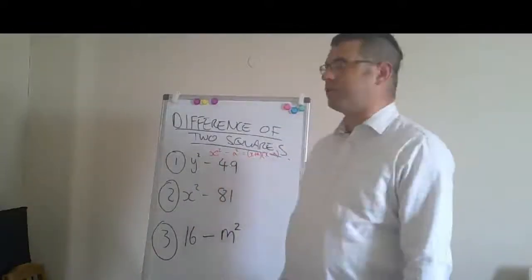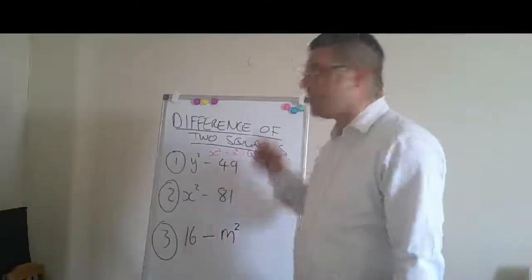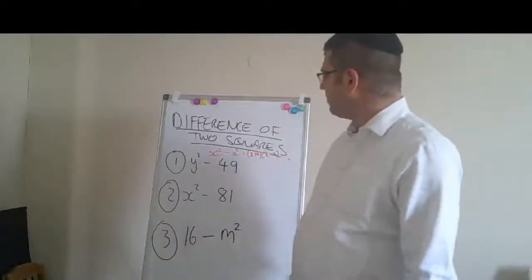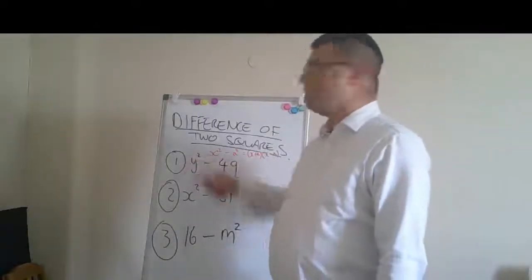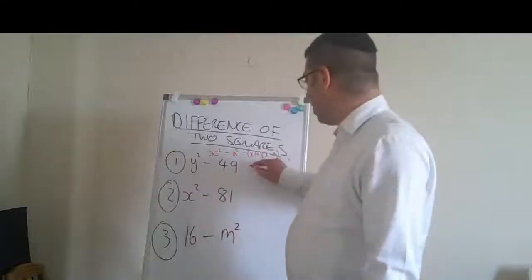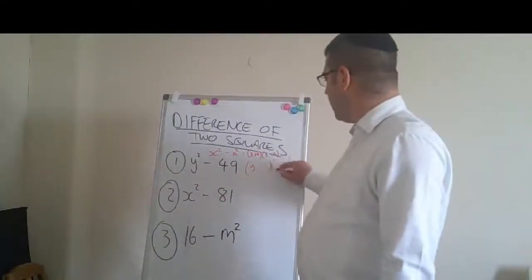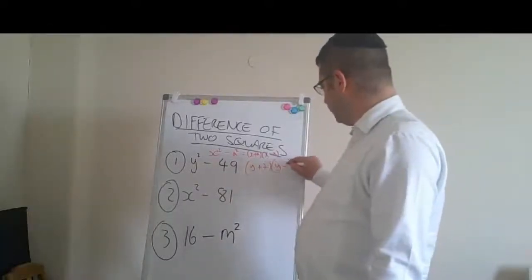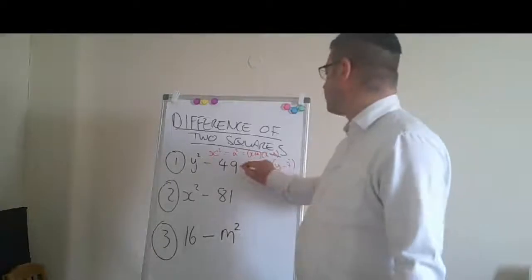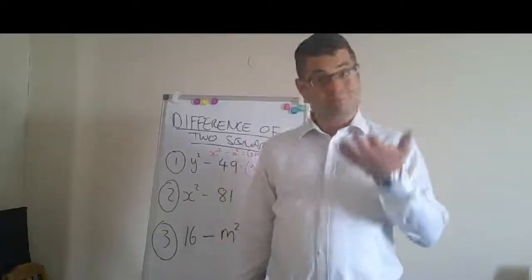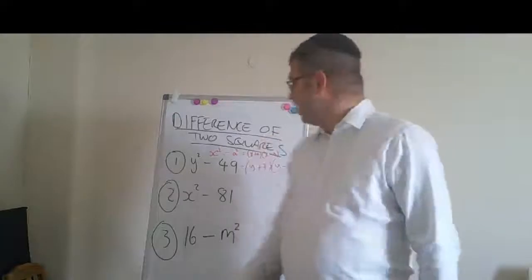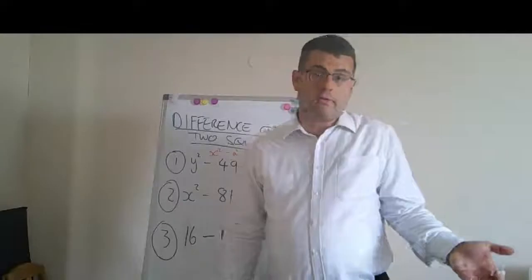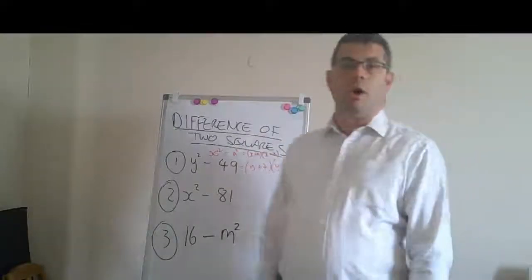So y squared minus 49, that's a square number minus something else that is squared. So effectively what we do is square root the y squared, which just gets rid of the squared, that's y. You put that in the first bracket and the second bracket, and square root 49, plus 7, minus 7. So the first answer is y plus 7, y minus 7. And there you see you have the difference of two squares. You can actually multiply this out and go back and check. It doesn't matter, by the way, if you have y plus 7 first or y minus 7 second.